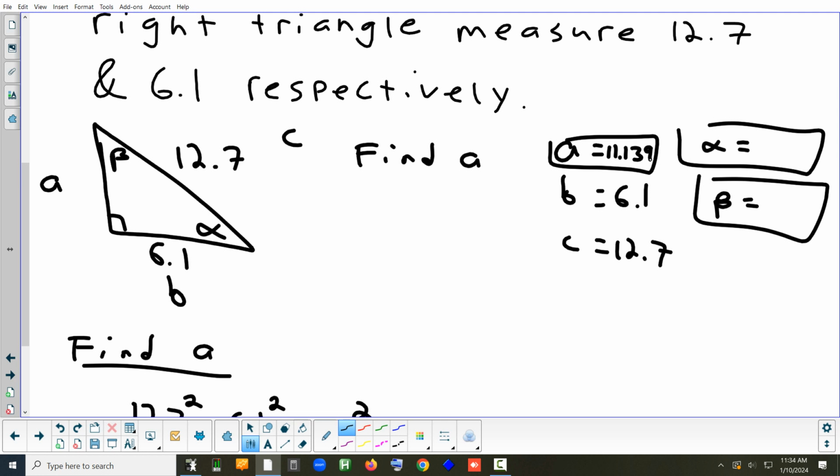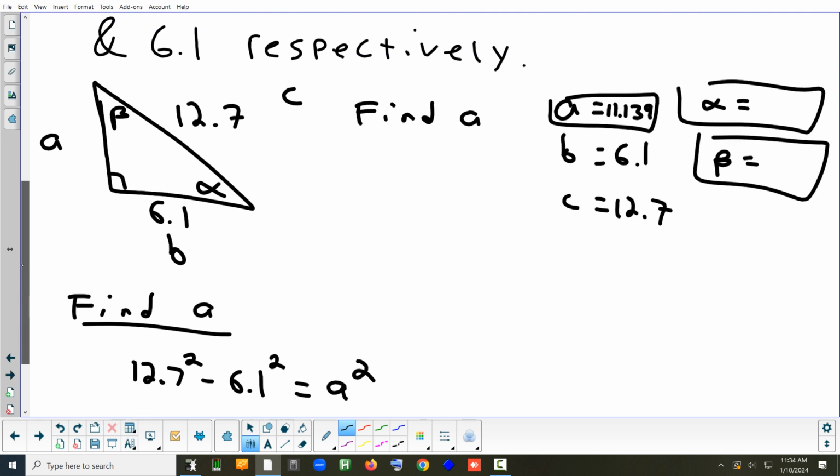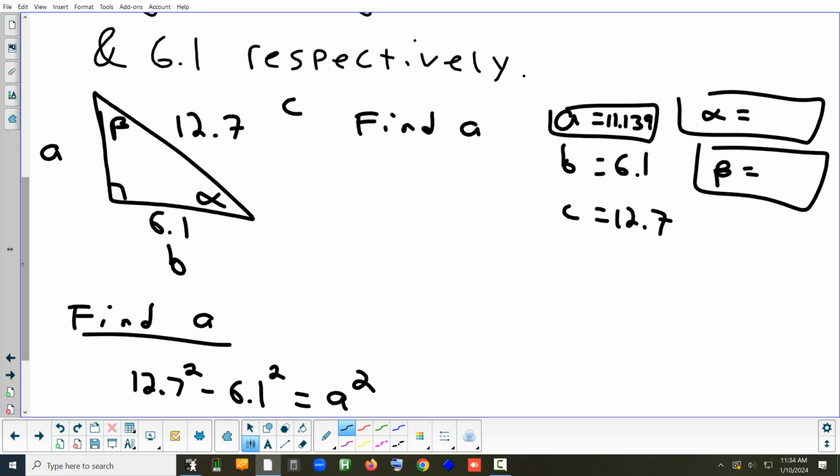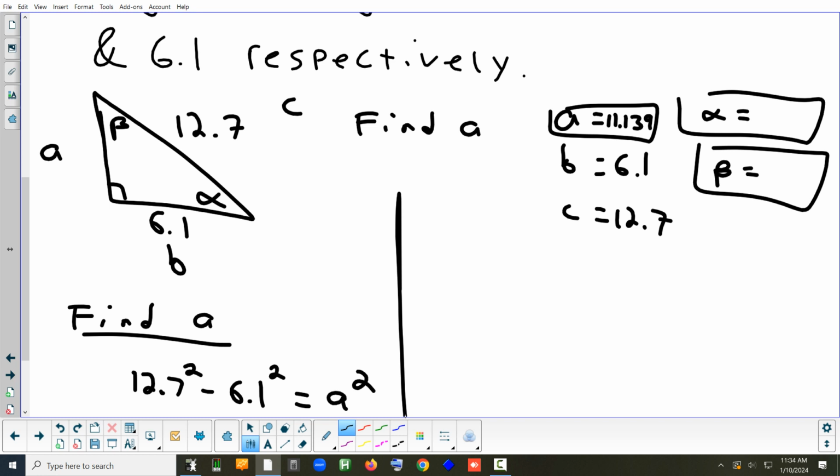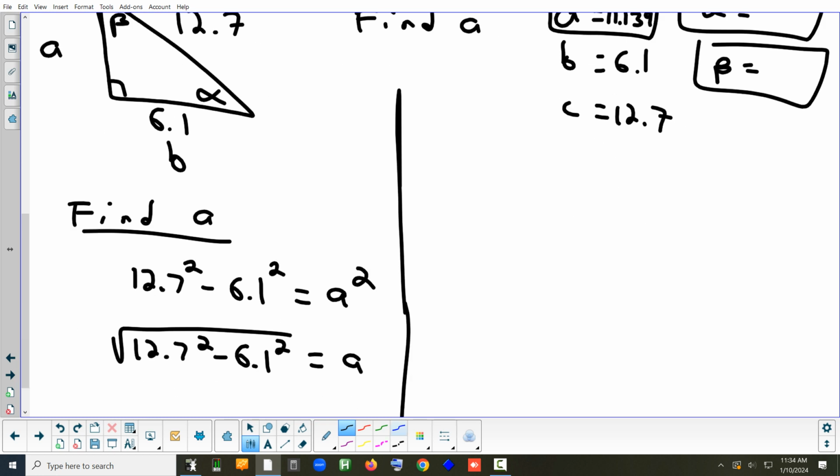All right, now that we've got A, we're going to forget about it. We're not going to use it. We have to find alpha and we have to find beta. Can we just use the fact right away that all the angles in a triangle add up to 180 and figure one of them out? No, because we're missing both. It doesn't matter which one you do first. Let's try alpha.